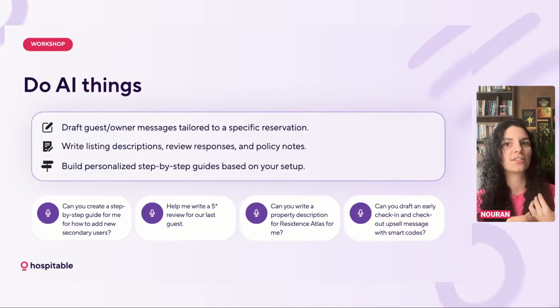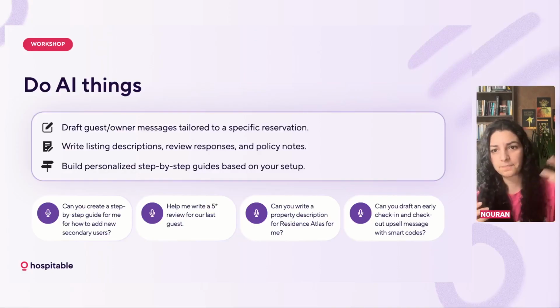So let's say you're asking for instructions about how to invite your owners to the owner portal. You can then ask it to draft an email to an owner, so that you can just copy paste it, and it can really help you out with things like that.